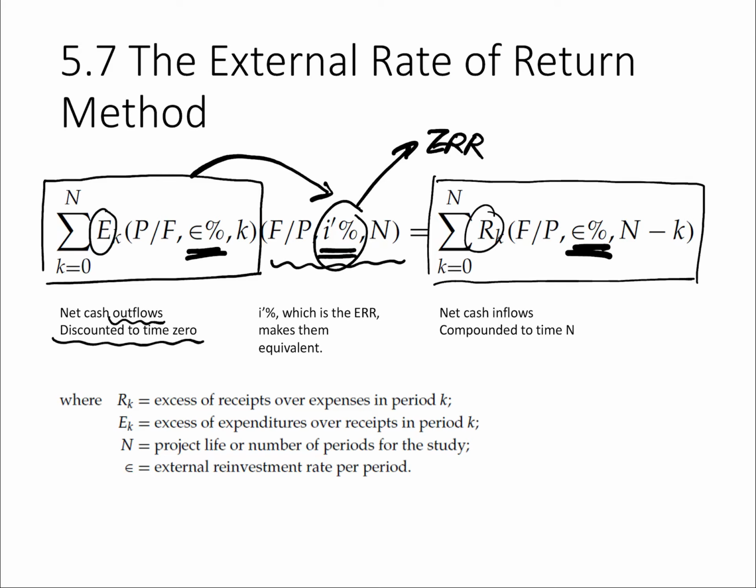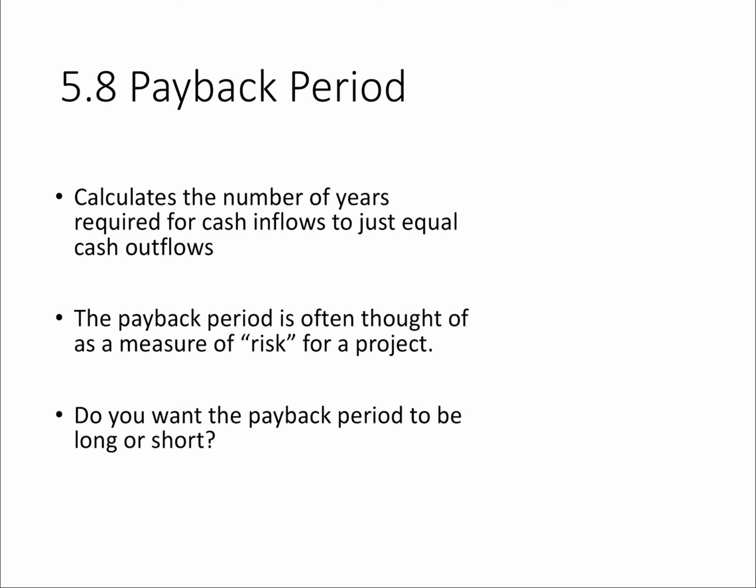Okay, so this is the external method, and I want you to understand the logic behind it. The logic is you imagine that all the cash flows from a project, you could have invested the costs at an earlier time in the external project. You also can invest the income of this project in the future time into that external project. And that's the case when you want to use the external rate of return method.